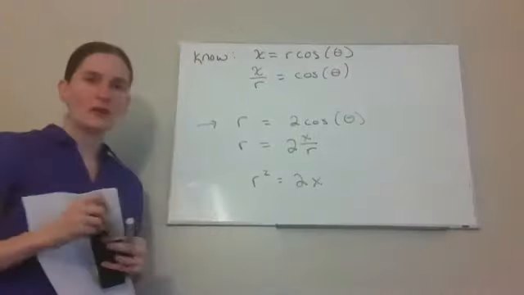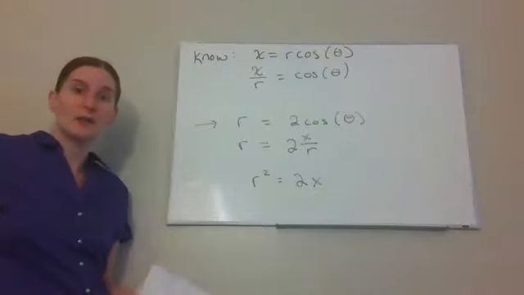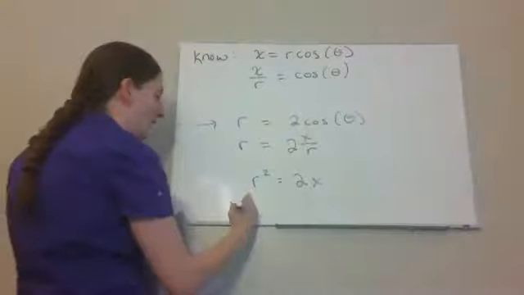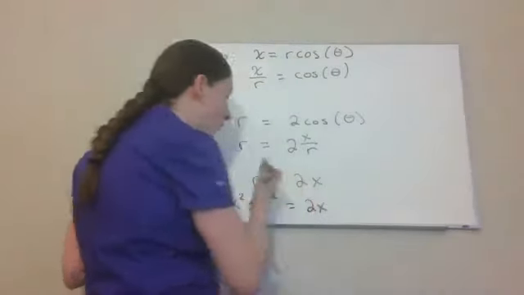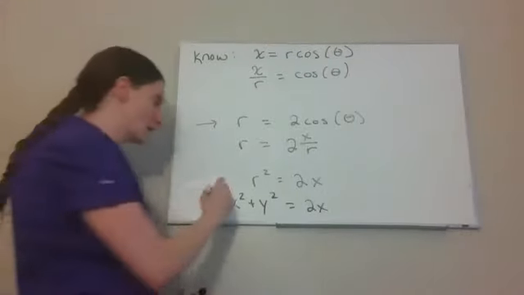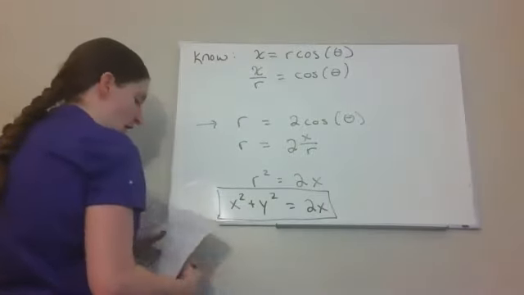Now, do we know what r squared is equal to? Yeah, r squared is x squared plus y squared. That was another one of our relations. So this gets me x squared plus y squared equals 2x, which is a Cartesian version of this curve. So this technically is a correct answer for our Cartesian equation of that curve.